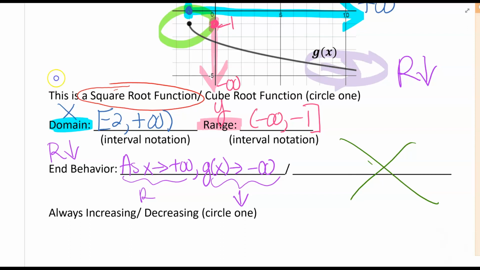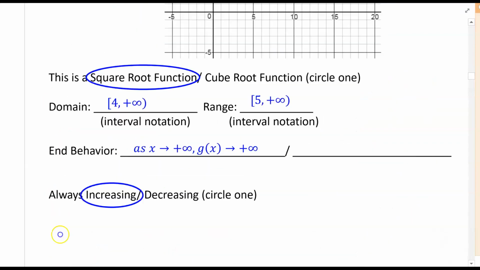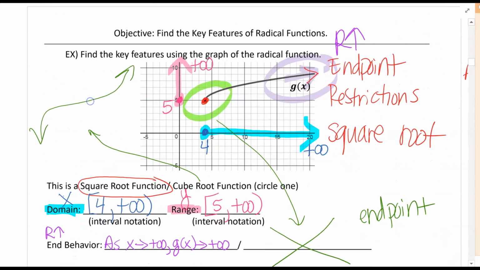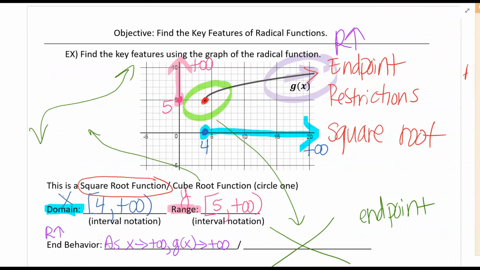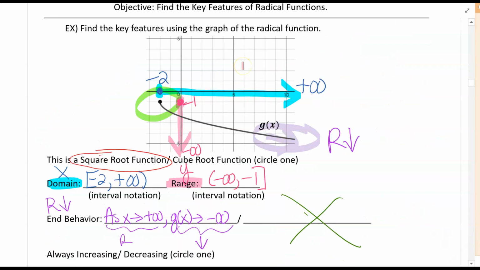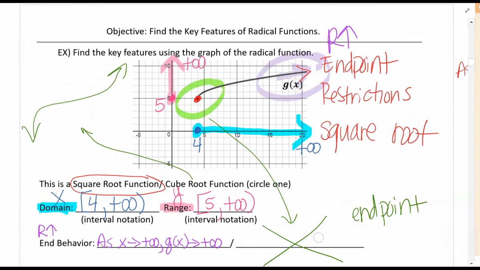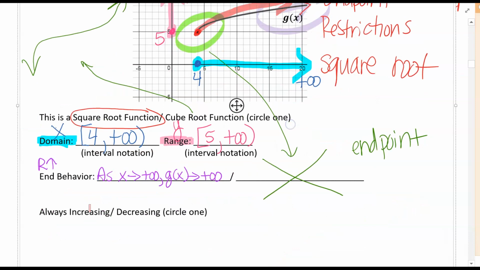Did I talk about the increasing, decreasing on the last one? No. Oh, my man. Did I skip it? Okay. So from the left to the right, which direction is this going? Because left to right, the previous one, the first one, is going upwards. So then this one's an increasing.